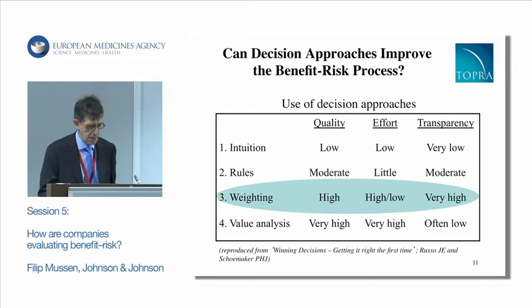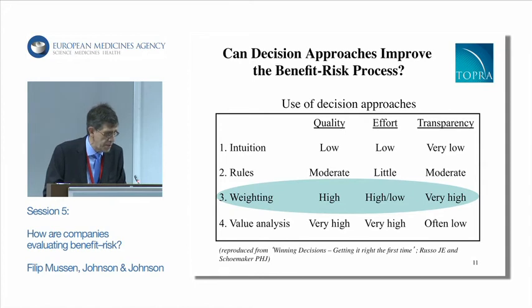because we really make the decision based on implicit values. Then there are things like rules that one can establish, and you can describe this as a kind of descriptive benefit-risk framework in our language, where obviously the quality would increase. It would come to moderate quality. Still a little effort, and that's really the advantage. And the transparency is also increasing compared to simple intuition.